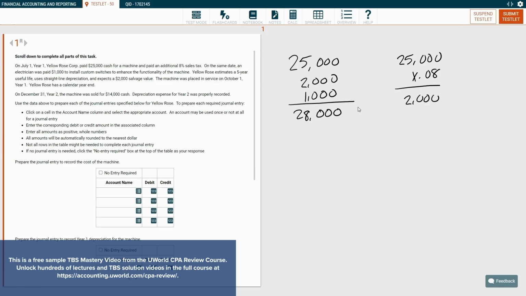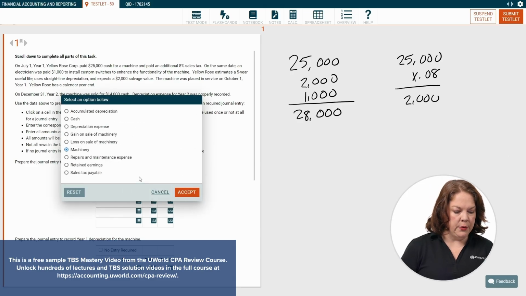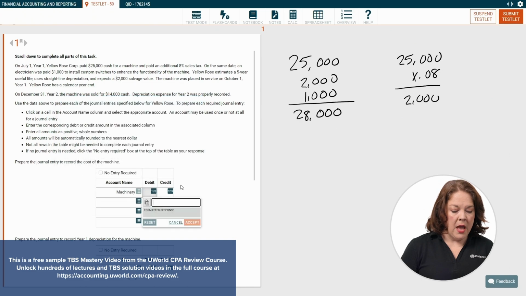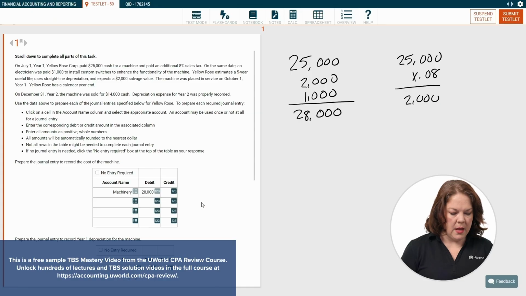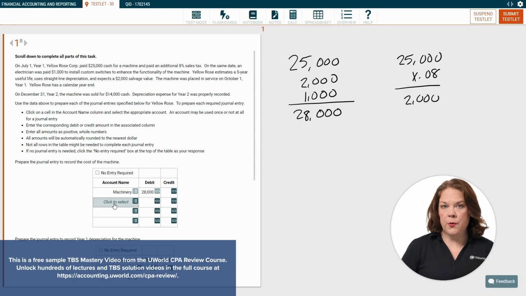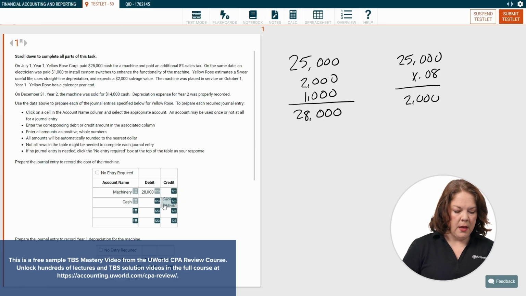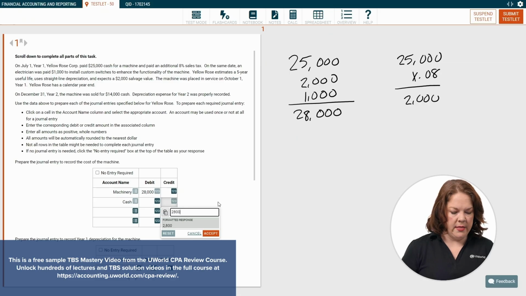So now we're going to record our journal entry. We need to capitalize this to an asset that's going to need a debit balance. So we're going to select here our machinery. And we're capitalizing this at $28,000. And then we were told that we paid cash for this asset. Cash is going out, so that's going to get the credit. So we'll select cash and a credit of $28,000.